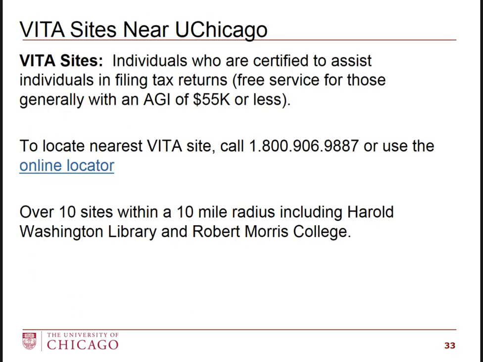The IRS also sponsors a program referred to as Volunteer Income Tax Assistance, or VITA, and they offer free tax filing assistance for anyone with an income less than $55,000 annually. In order to find the nearest VITA site, you may call this 800 number or use the online locator on the IRS website. Over 10 sites within a 10-mile radius, including Harold Washington Library and Robert Morris College, exist in and around Chicago.